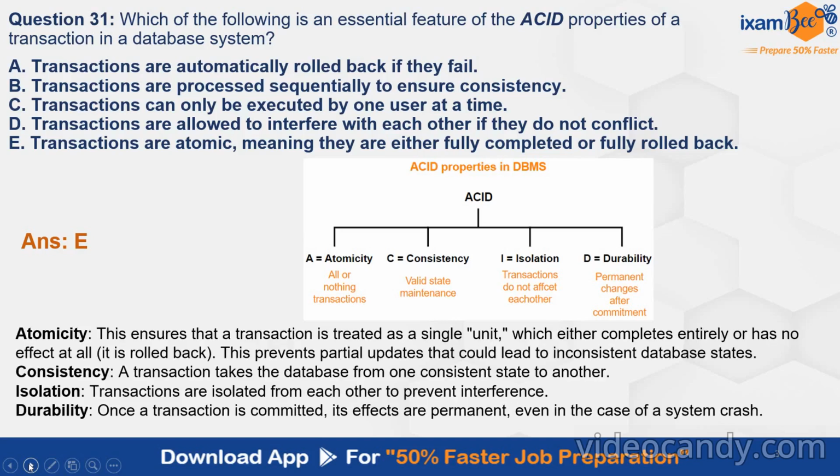In ACID properties of database transactions, to make any database transaction reliable and consistent, the ACID properties play the most important role. Even in any situation like power failure or system crashes, these properties ensure the transaction will be completed. That means all or nothing.